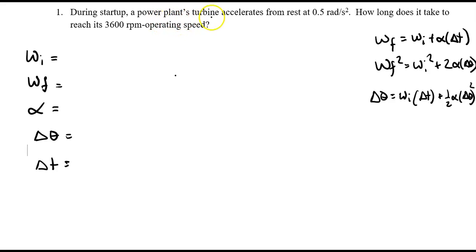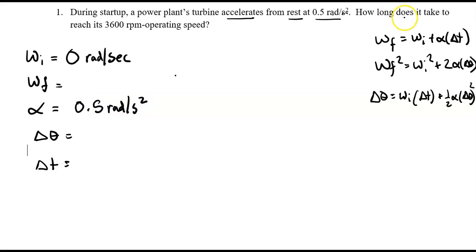Okay, so a power plant turbine accelerates from rest at 0.5 radians per second. From rest, so I know initial velocity is zero radians per second. It accelerates at 0.5 radians per second squared. That is going to be units of acceleration, and that's the rate of acceleration. Put that in. How long does it take it to reach its 3,600 RPM operating speed? Again, RPM stands for revs per minute. That is a velocity. That's its final velocity that it's reaching. So that is going to be what? Revs per minute.